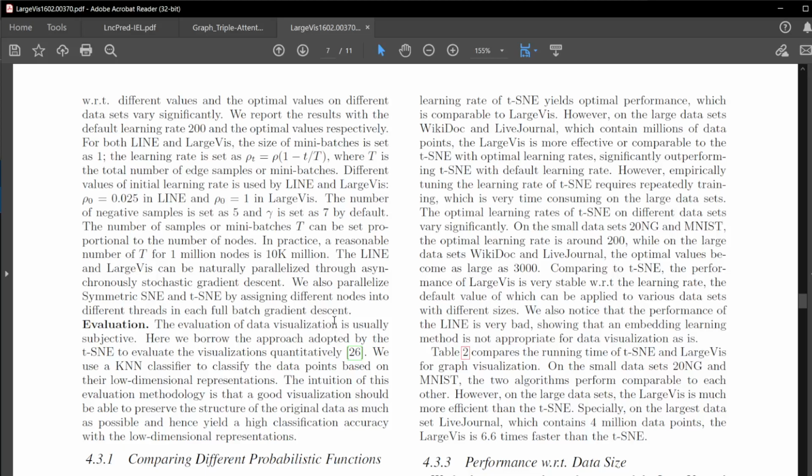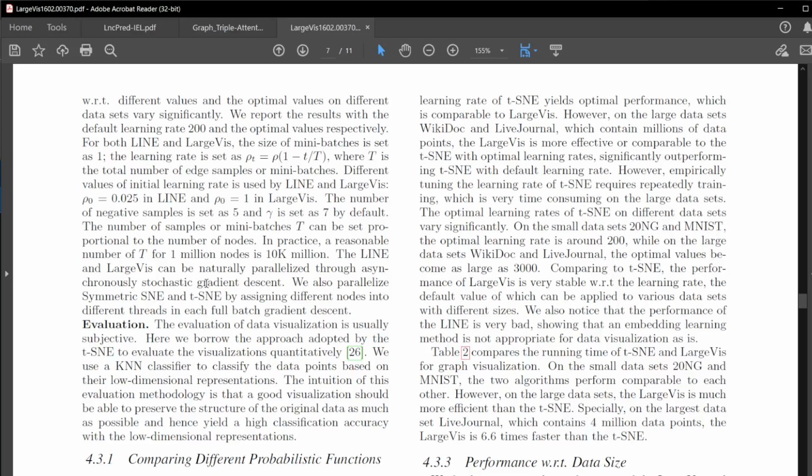However, empirically tuning the learning rate of t-SNE requires repeated training, which is very time-consuming on the large data sets. The optimal learning rates of t-SNE on different data sets vary significantly. On the small data sets 20NG and MNIST, the optimal learning rate is around 200, while on the large data sets Wikidoc and LiveJournal, the optimal values become as large as 3000. Compared to t-SNE, the performance of LargeVis is very stable with respect to the learning rate, the default value of which can be applied to various data sets with different sizes. We also notice that the performance of LINE is very bad, showing that an embedding learning method is not appropriate for data visualization as is.